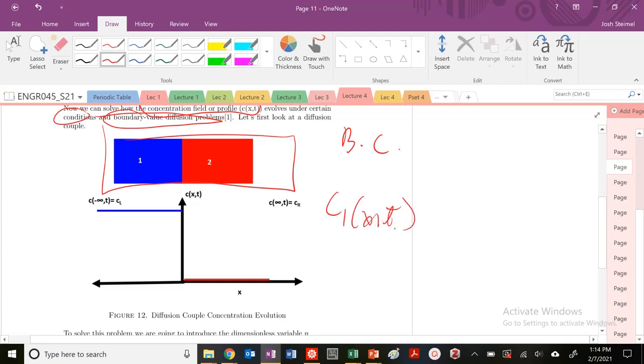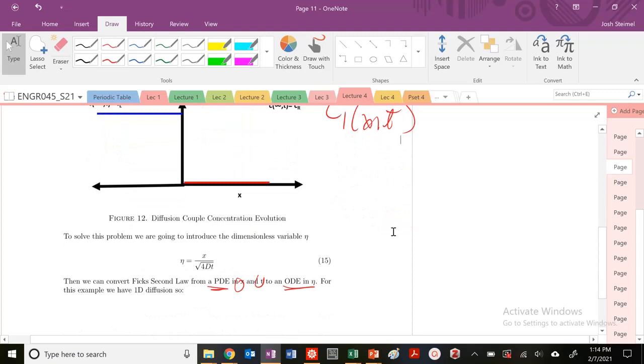In order to solve this problem, we don't want to work with PDEs. Those are difficult and complicated to do because we have this partial differential equation in x and t. We want to work with an ODE, an ordinary differential equation, basically just as a function of one variable, eta. So we're going to introduce some new dimensionless variable, eta, which is going to be a function of x, t, and then D as well. D is just going to be a constant here.